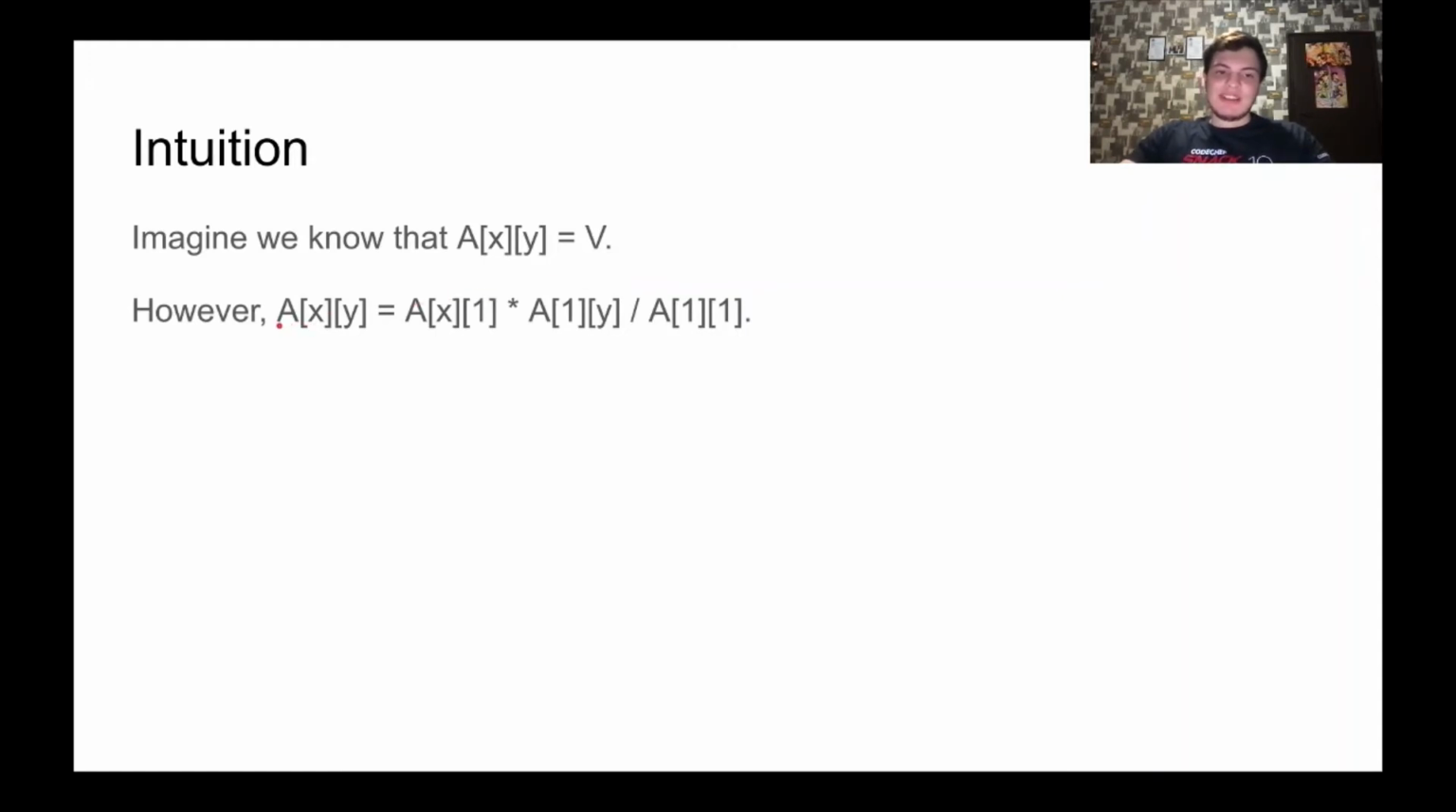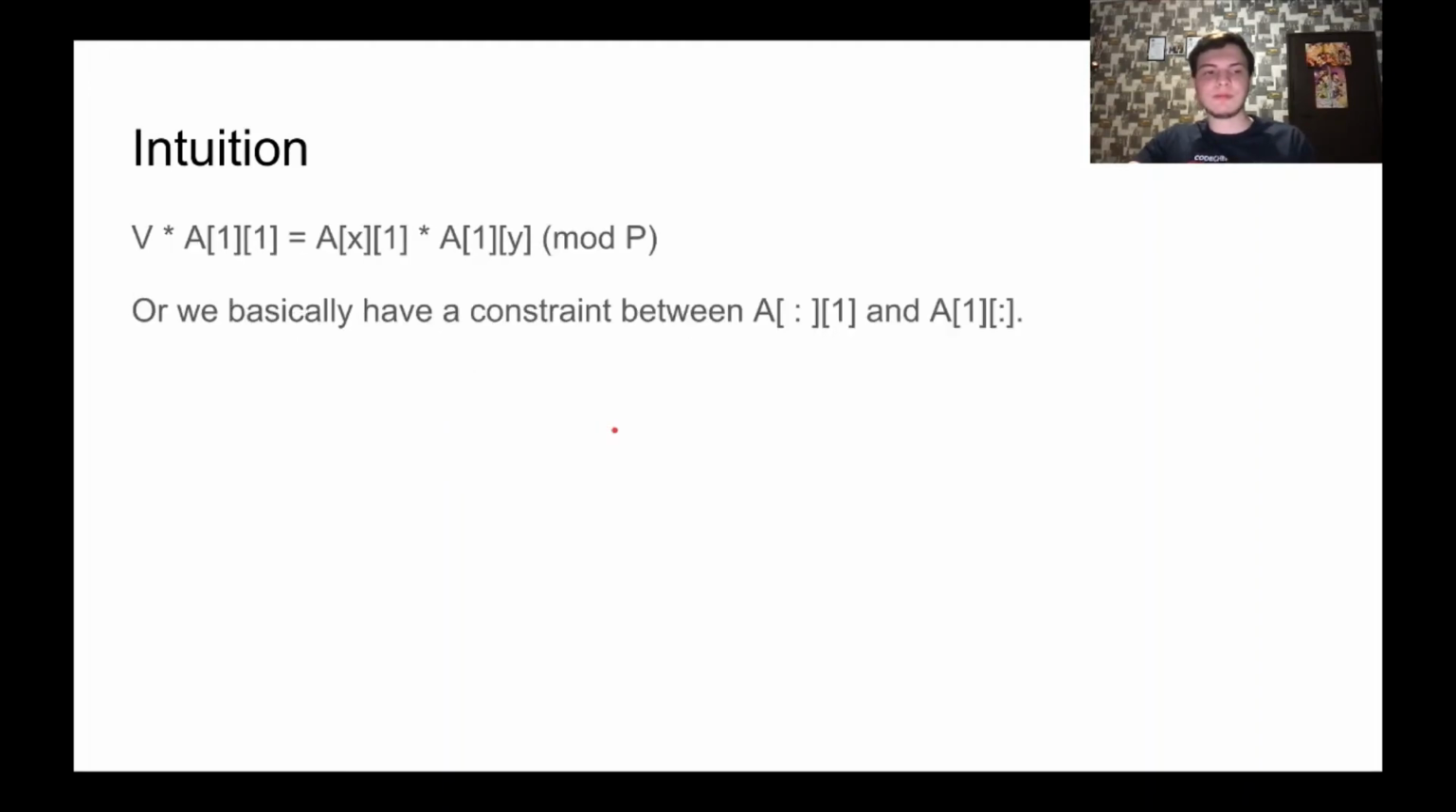However, we also know that this cell has a value equal to the first value in its row multiplied by the first value in its column, divided by A11. That's from the observation we showed using the 2 by 2 submatrix determinants. So if we substitute AXY by V here, we get a constraint: V multiplied by A11 is equal to the first value in the row multiplied by the first value in the column.